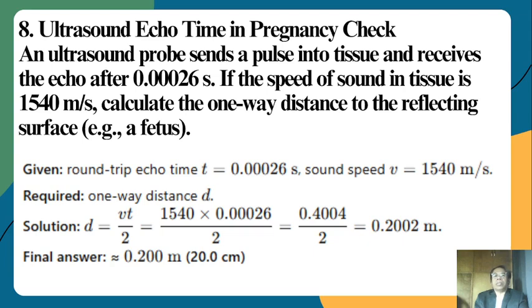Example, a fetus. Given: round-trip echo time, t equals 0.00026 seconds, and the sound speed v is 1,540 meters per second. We are asked to obtain the one-way distance d. So, solution: d is equal to vt over 2. Substitute now the given data, and the final answer is 0.200 meter, which is equivalent to 20 centimeters.